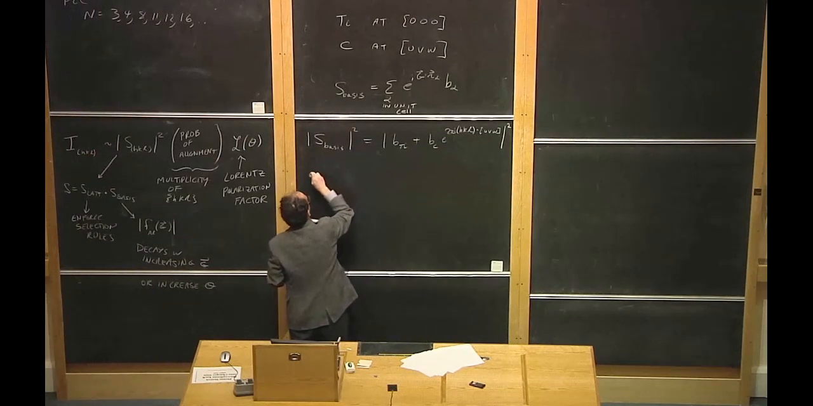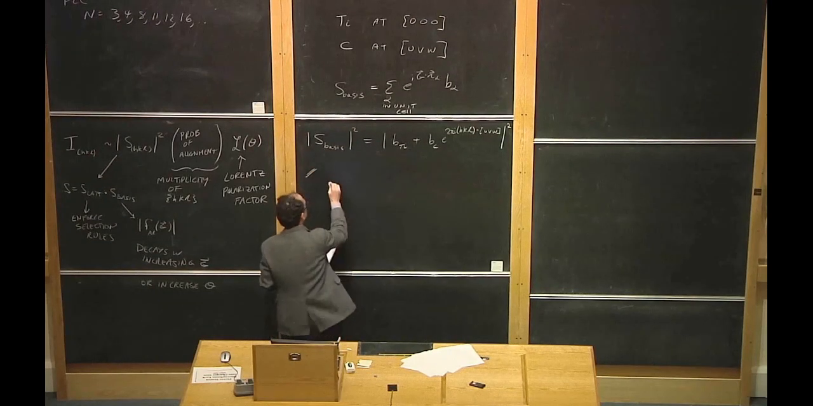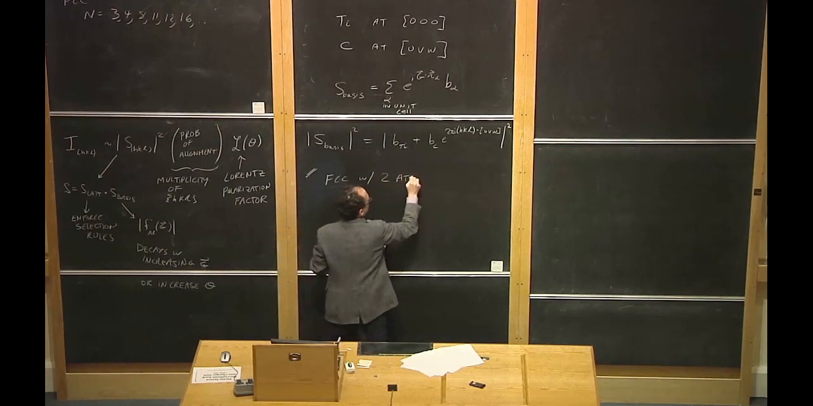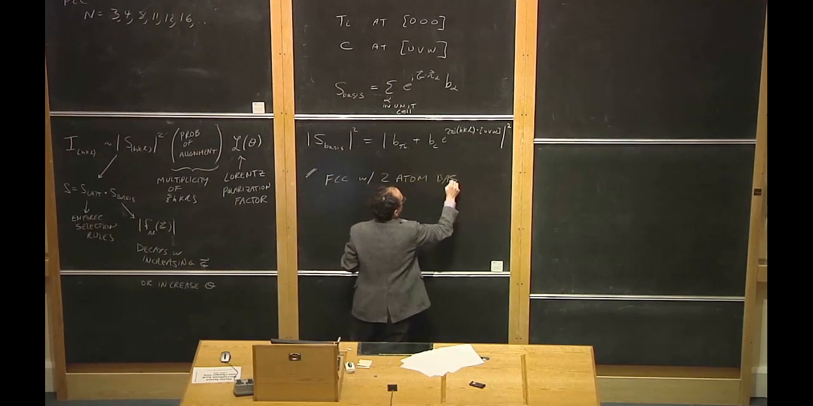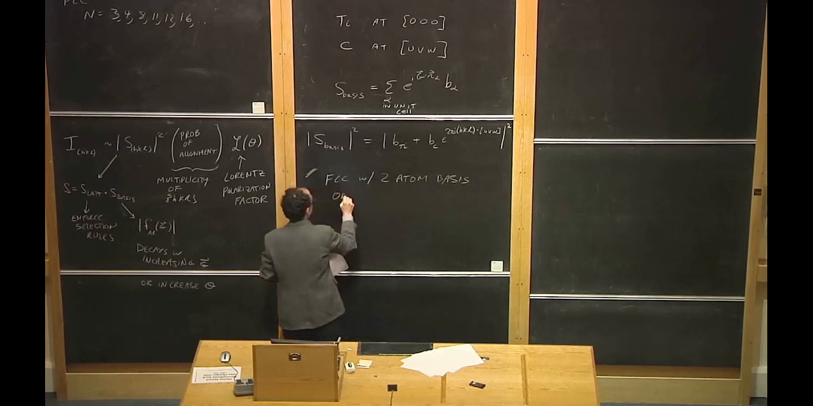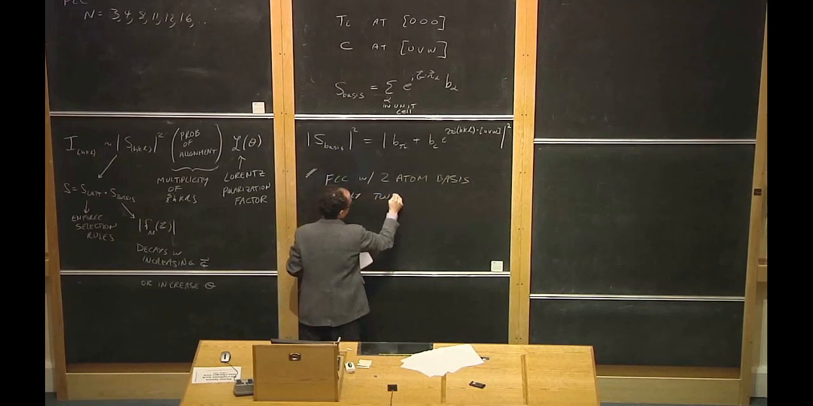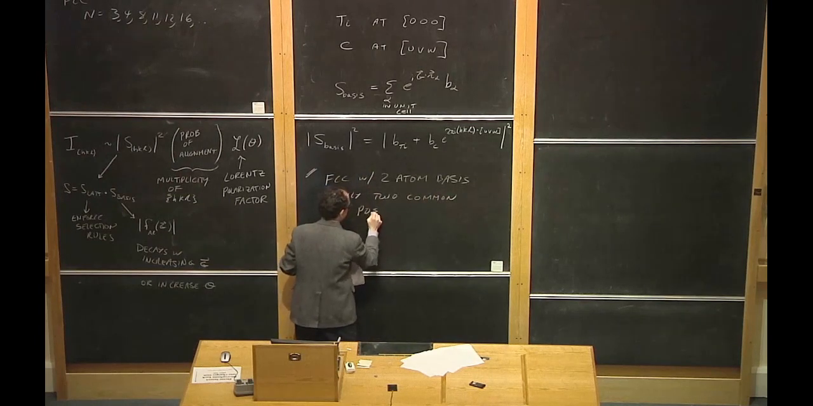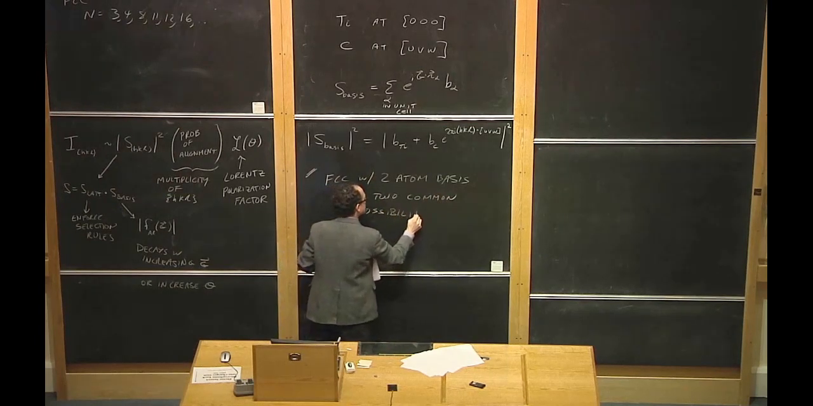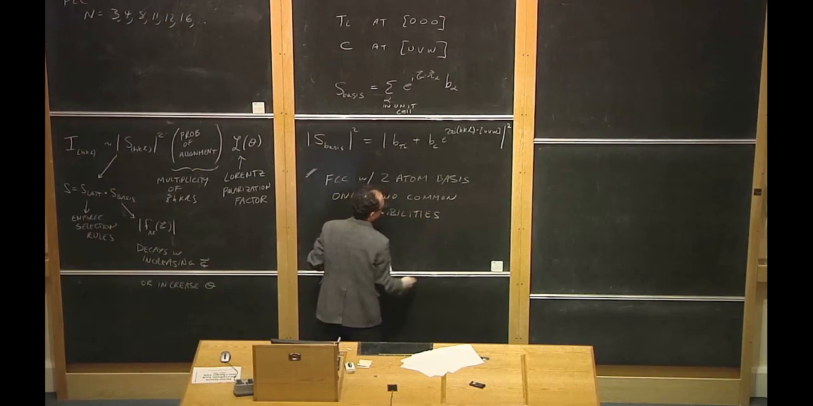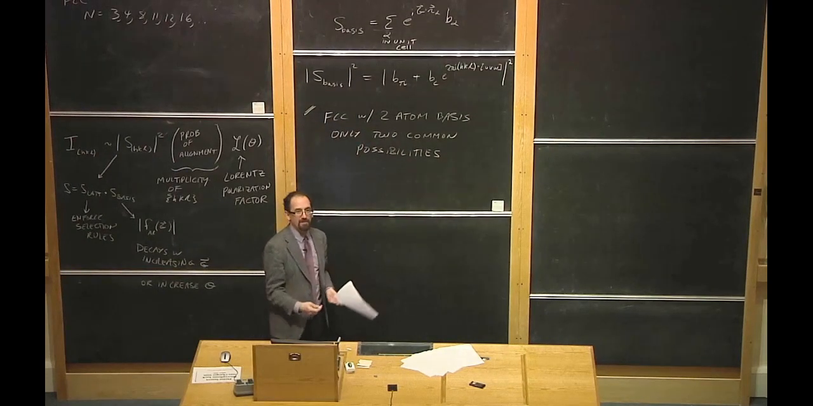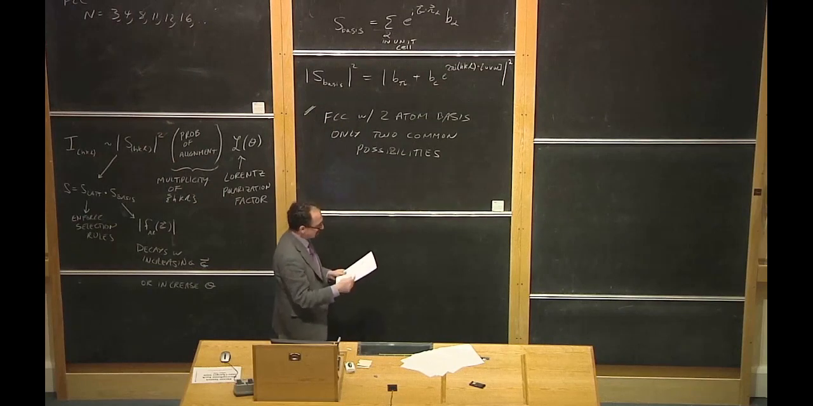The hint is that for FCC with a two atom basis, there's only two common possibilities. In fact, I don't even know of any cases that are not one of these two. There may be even a theorem that you can't have anything else. I'm not sure about that, so don't quote me.